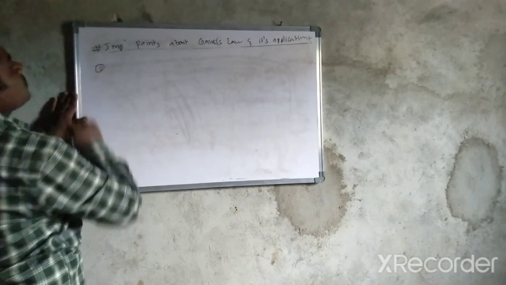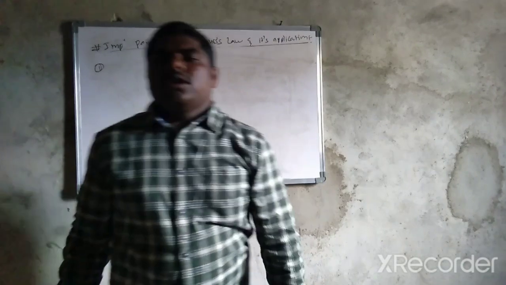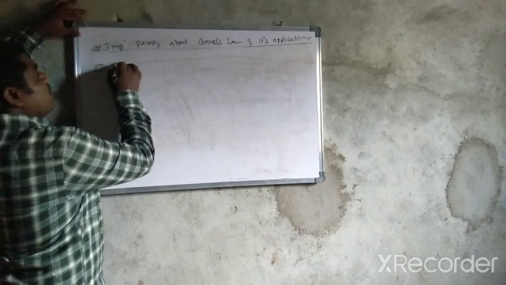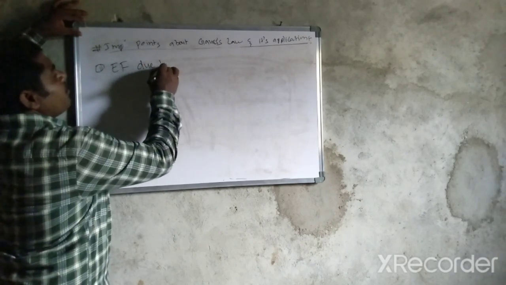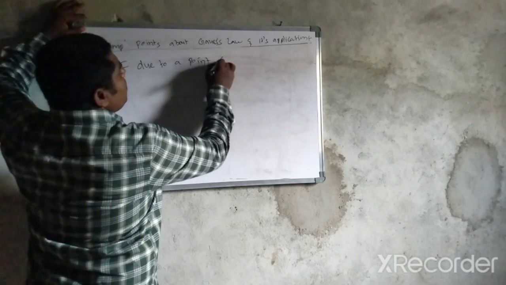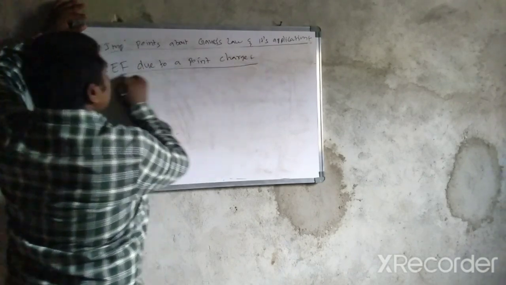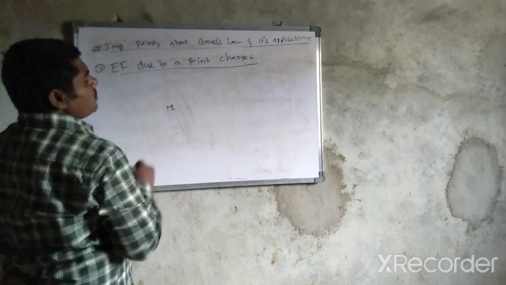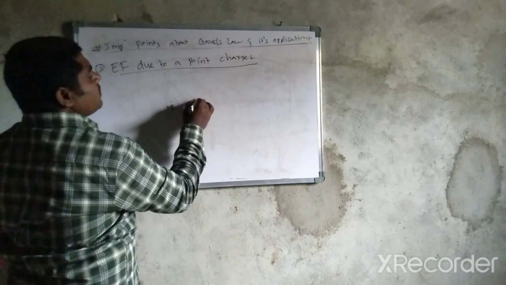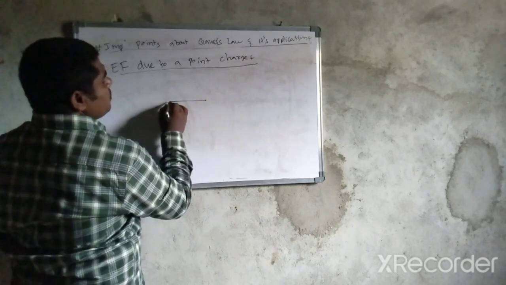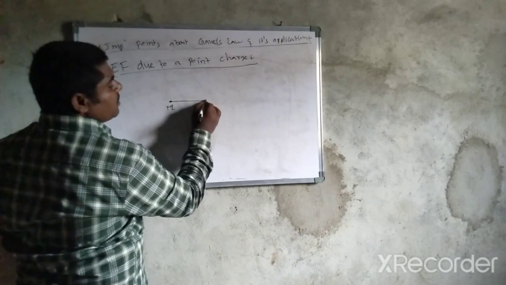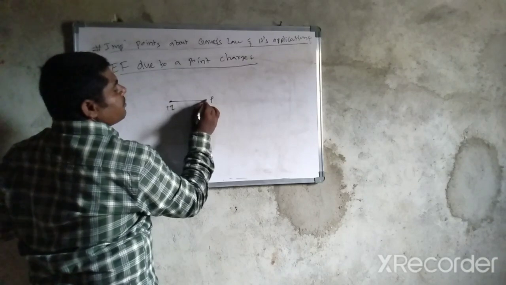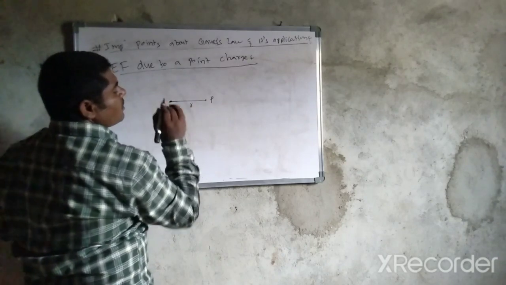Now the first application of Gauss law: the electric field strength due to a point charge. Let us consider one point charge Q here. Another point here is the point P. The distance from this charge to the point is R.